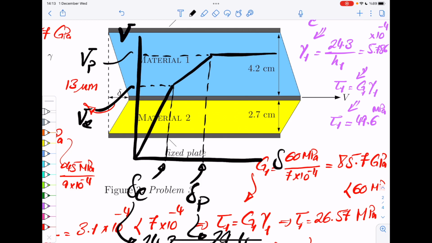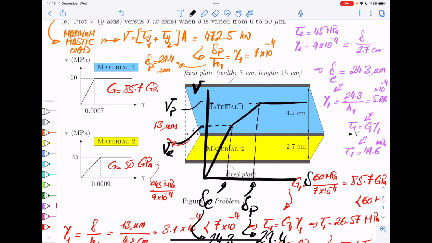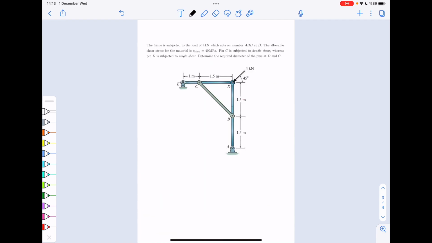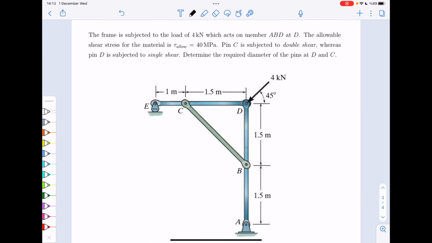Does that make sense? All right. So, okay, it got a little crowded, but you get the idea. All right, so we jump to the next question.